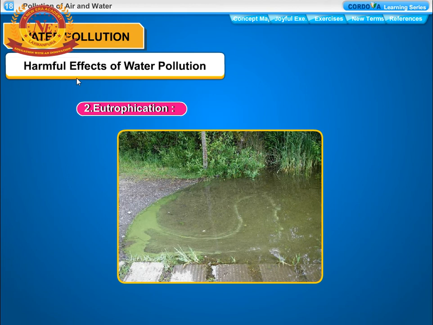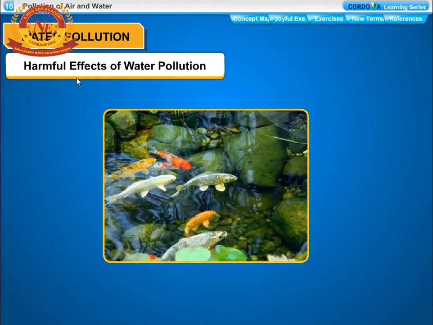Eutrophication. Washing away of fertilizers into water bodies causes increase in growth of algae in water bodies. Due to respiration carried out by algae, the level of dissolved oxygen falls. Fish and most other aquatic animals die due to suffocation and lack of oxygen. The loss of dissolved oxygen from water in water bodies is called eutrophication.